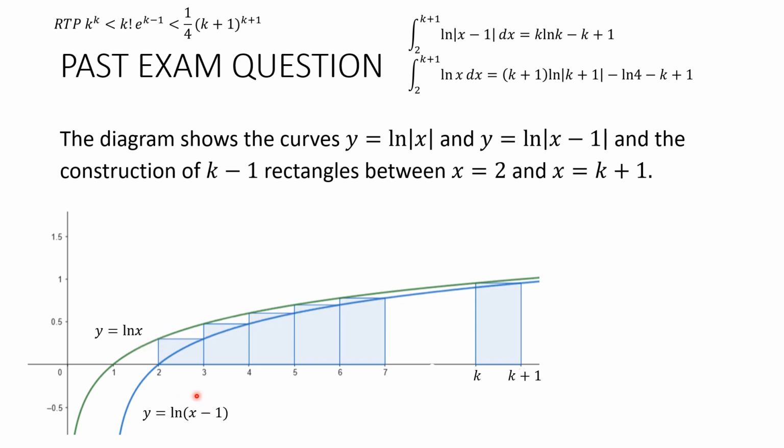Now I've chosen these rectangles so they all have a width of 1, and so the area of all of those rectangles is going to be 1 times ln 2, and then in this one will be 1 times ln 3, all the way up to, this is k plus 1 here, and this is k. And so this will be 1 times ln k. So now we're ready to set up the inequality.